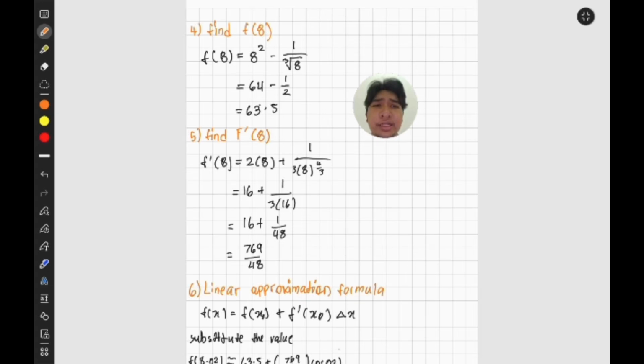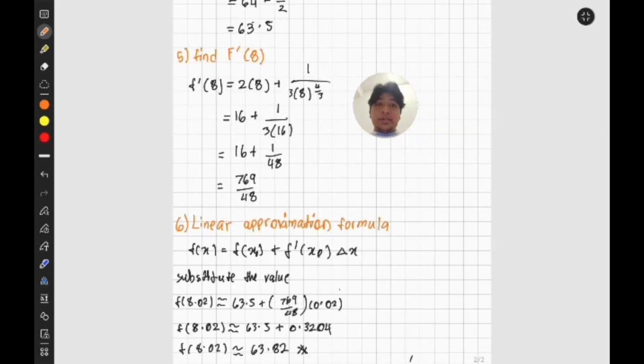Then we need to find the value of f at 8, using the equation of f(x), just insert the value of 8, and the answer will be 63.5. Then we use the same step as in step 5, which is f prime. We need to find the value of f prime at 8, which will be 769 over 48.